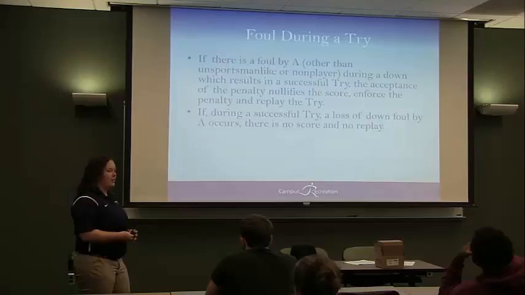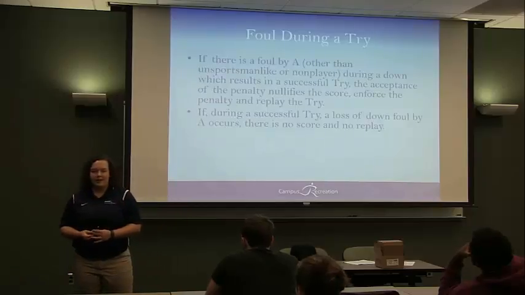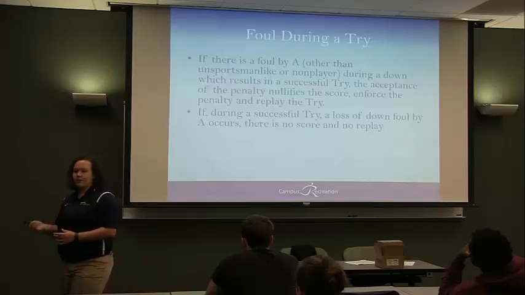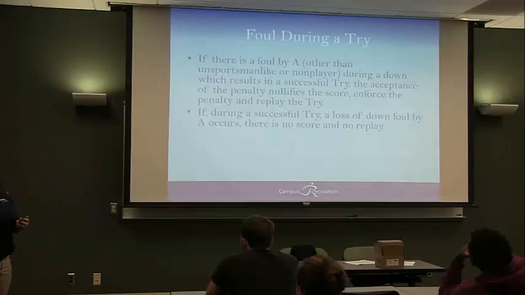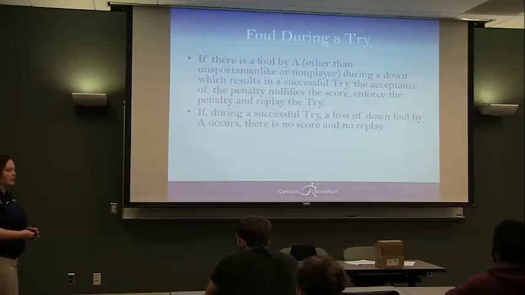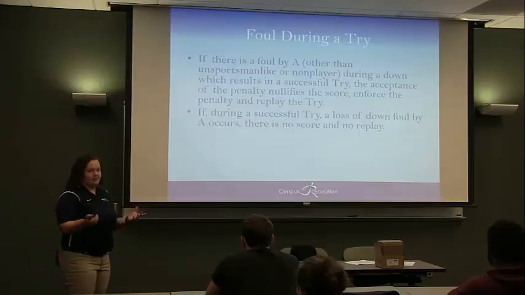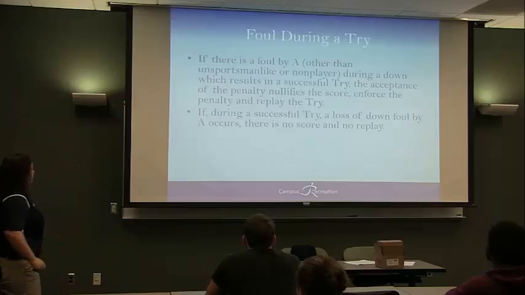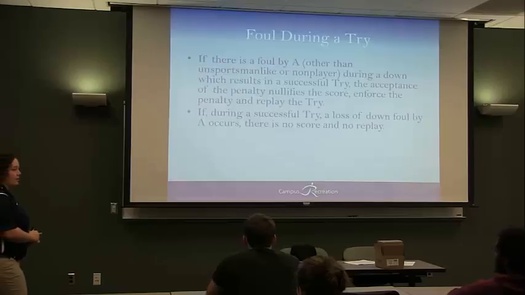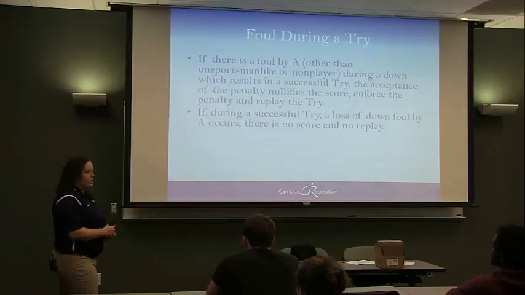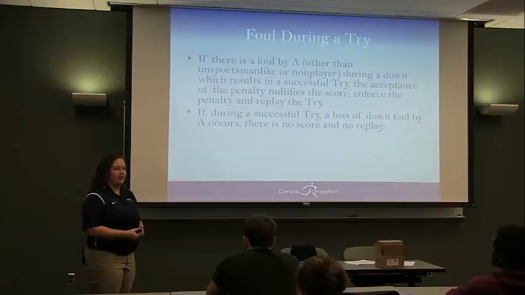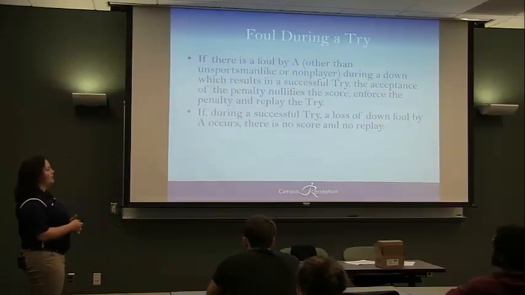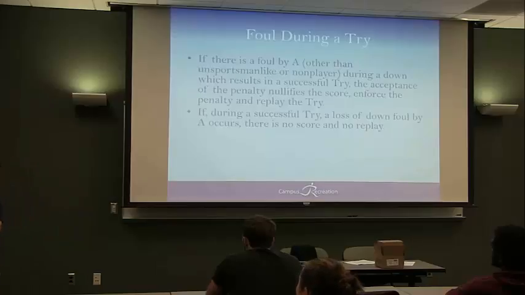So a lot of times the defense will choose to decline this penalty. If there's an offensive pass interference, they bobble the ball, they don't score on the try. They're going to decline that penalty because they don't want to have a retry, because the penalty doesn't mean anything. They got what they wanted, they didn't score. If during the try it's a loss of down penalty, so if it is an illegal forward pass or the offense has an illegally secured flag belt, they will not get the score, they will not get the replay.